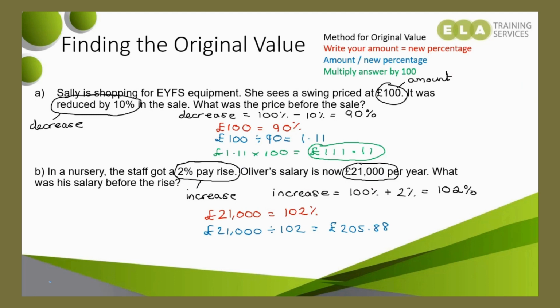£205.88. And then my last step, as before, I'm going to multiply that number by 100 to get my 100% and to get my final answer, which is £20,588. So Oliver's salary was this before he got that 2% pay rise. And that is the original value.